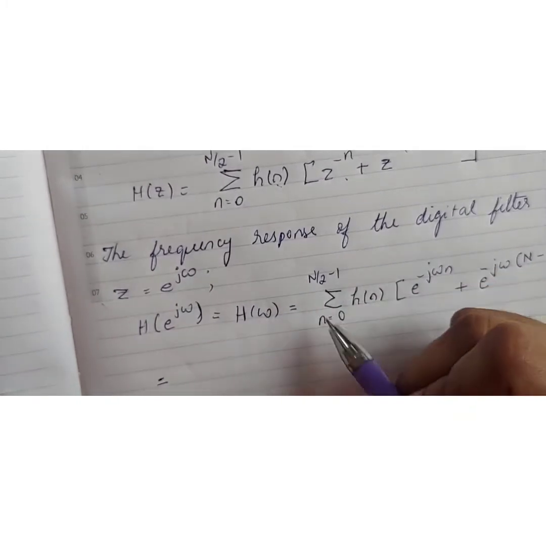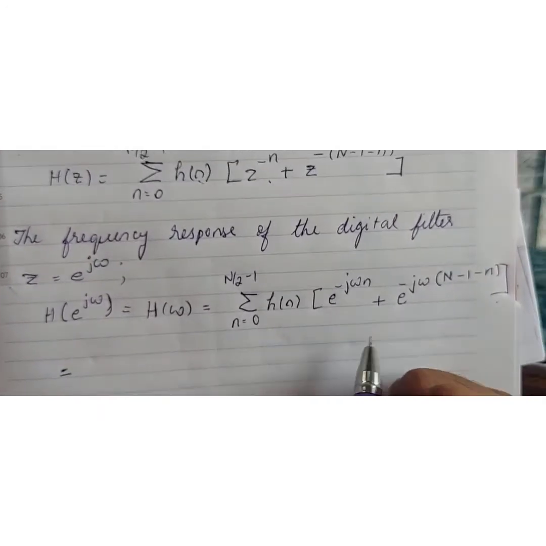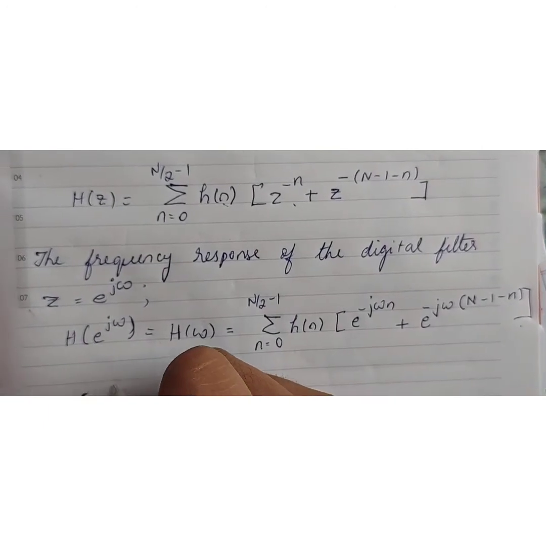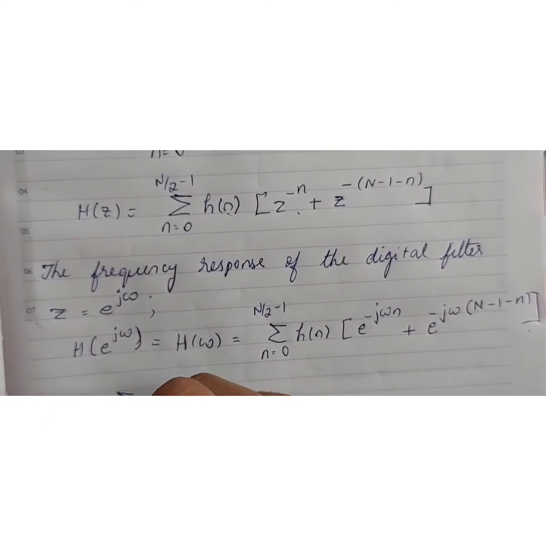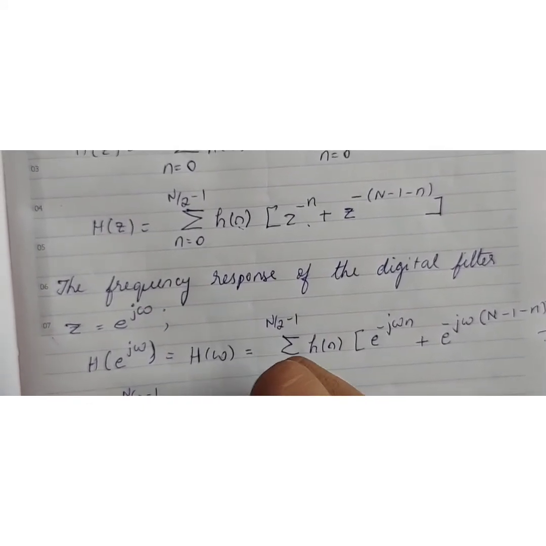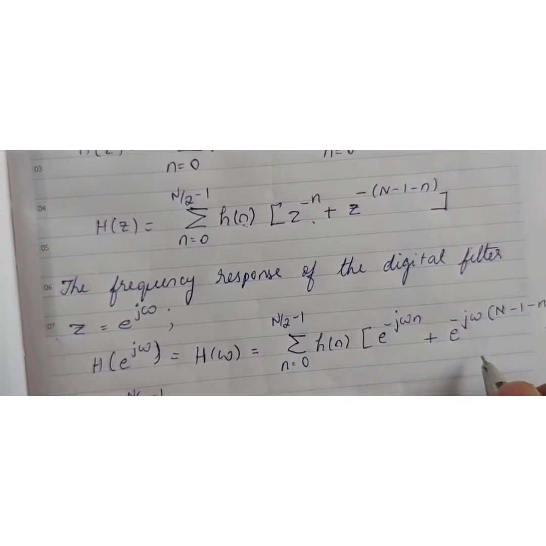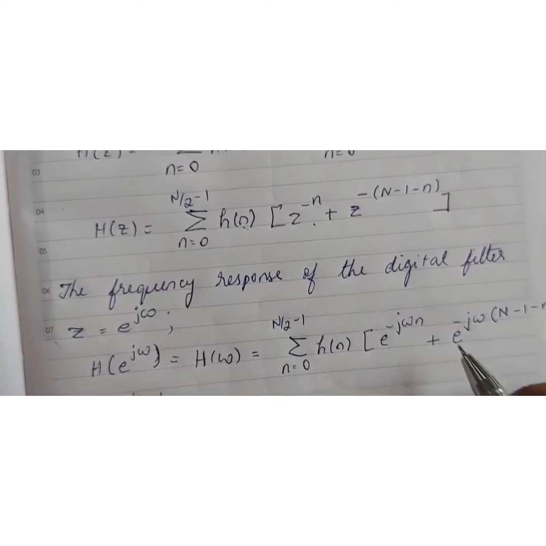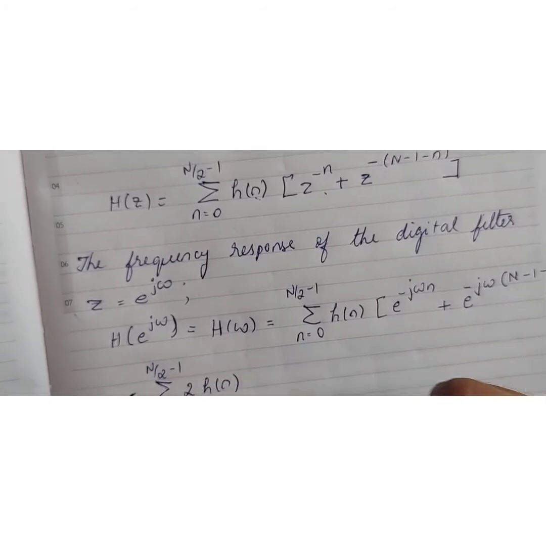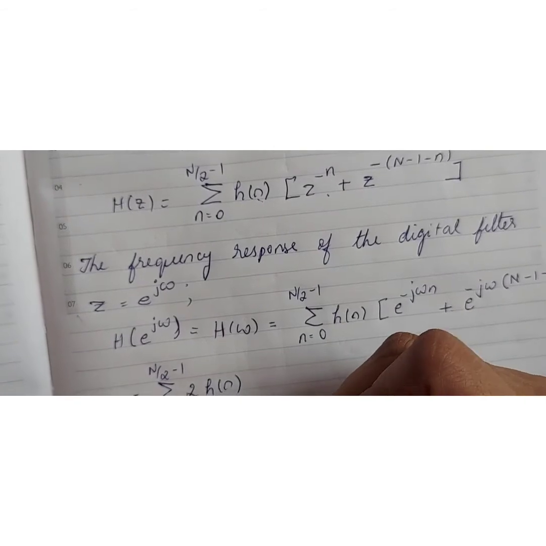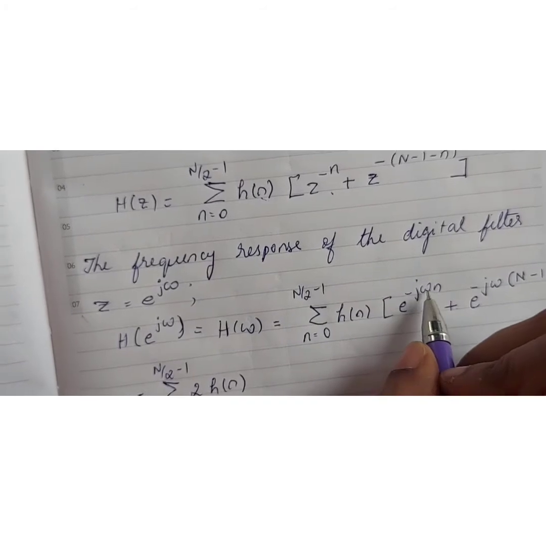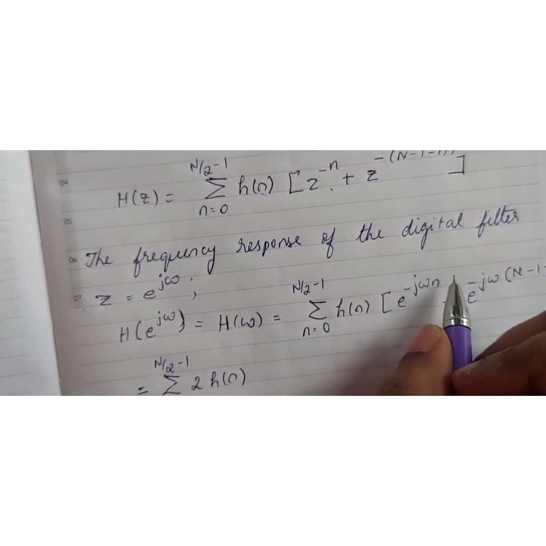We will do a little bit of rearrangement here so that we can write it in terms of sine and cos. So what I'll do is, I will write it like this: n equal to 0 to n by 2 minus 1, 2 into h of n. I'll multiply and divide by 2 because I want it in terms of cos or sine, whatever is obtained. Since the plus sign is there, I will try to write it in terms of cos. So I'll multiply and divide by 2, and I will remove common here: 2 h of n e power minus j omega n minus 1 by 2.